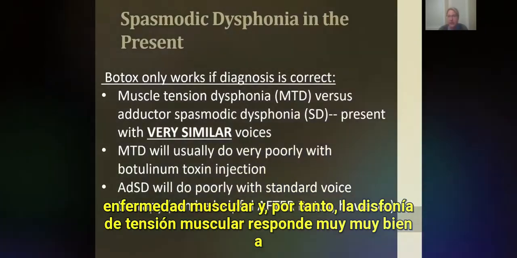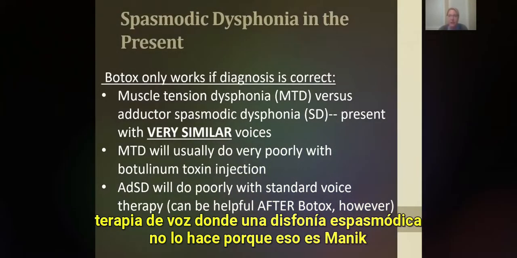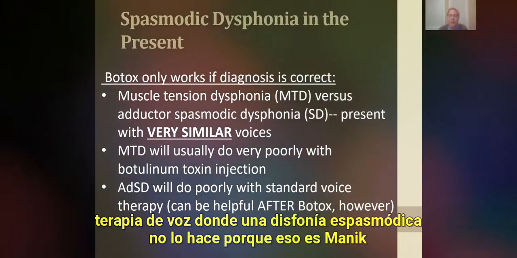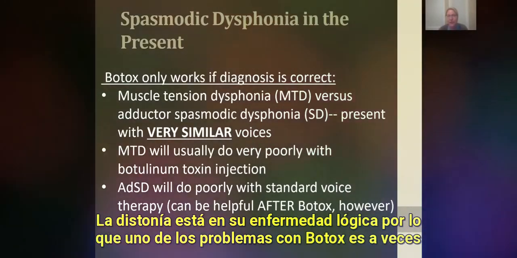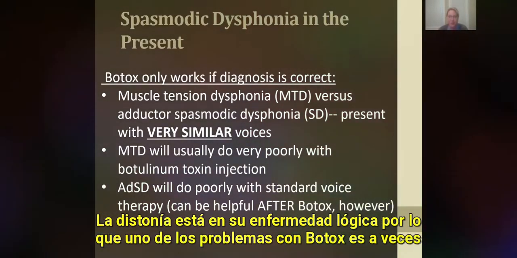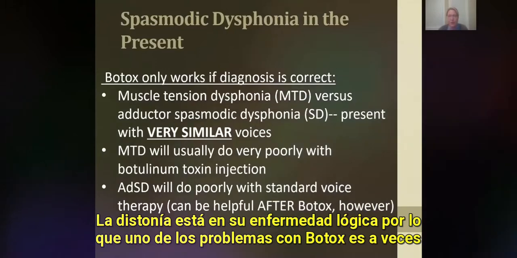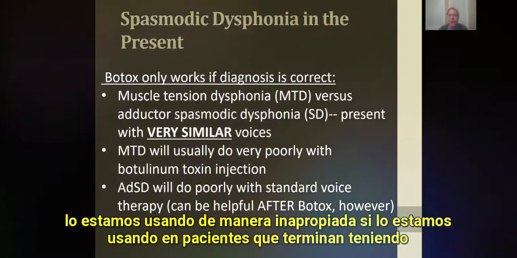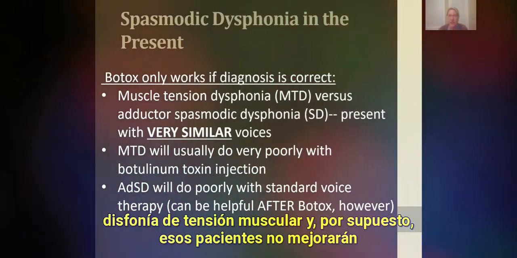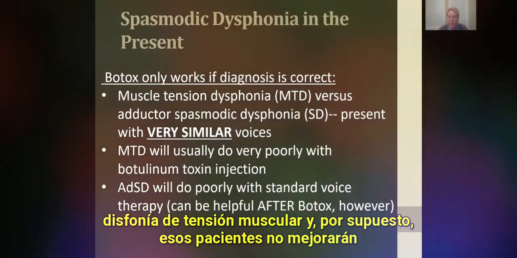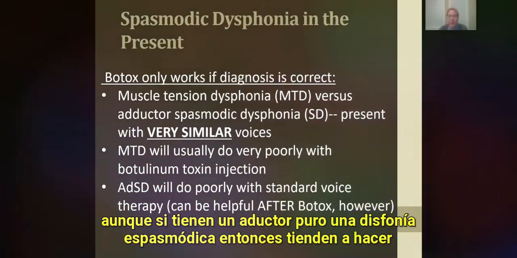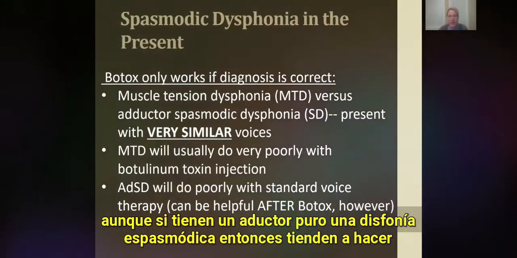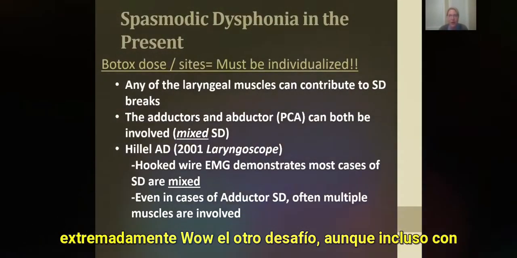And so muscle tension dysphonia does respond very well to voice therapy, whereas spasmodic dysphonia doesn't, because spasmodic dysphonia is a neurologic disease. So one of the problems with Botox is sometimes we're using it inappropriately if we are using it in patients who end up having muscle tension dysphonia. And of course, those patients won't get better. Although if they have pure adductor spasmodic dysphonia, then they tend to do extremely well.